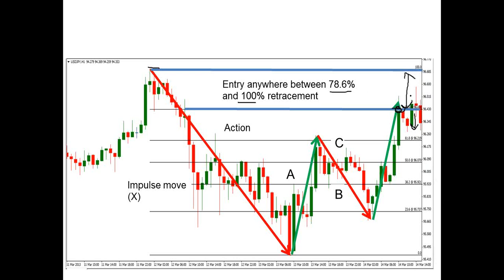Whenever you're looking at a Gartley, if you see that one's formed on the chart, and let's say it's trading right up in here between the 78.6 and the 100%, you still have an entry. It's still a valid Gartley. The only thing that invalidates a Gartley is if it breaks the 100% retracement, if it breaks into a new high, if you will. That's the only thing that no longer makes it a valid Gartley pattern.